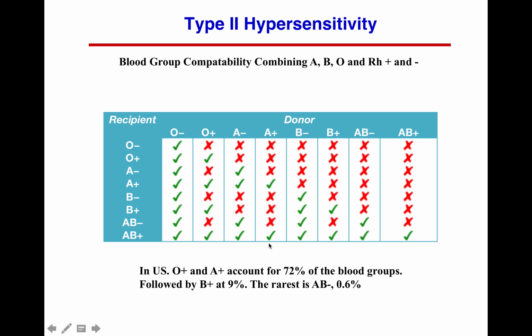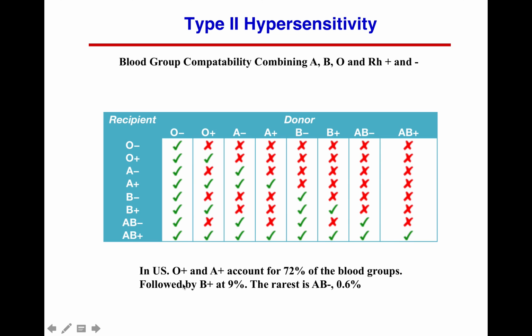In the U.S., AB positive donors can only be given to AB positive recipients. And you can see here, this is just expanded, that table, so that, for example, if you have A positive, you can only be given to A positive and AB positive recipients, whereas A negative can be given to A negative and AB negative. So it's very similar.